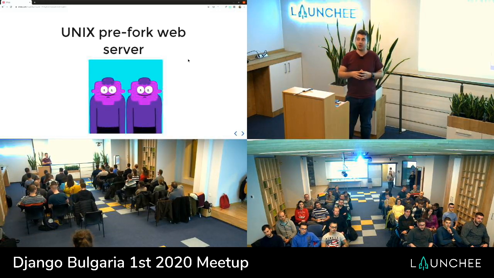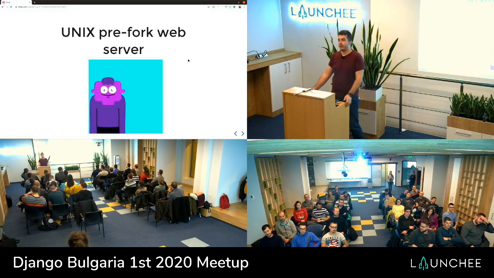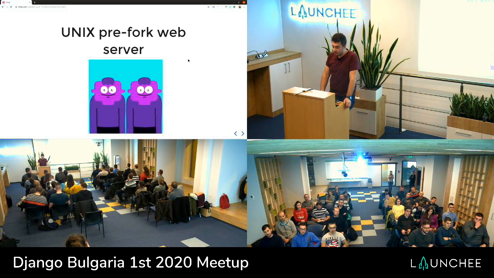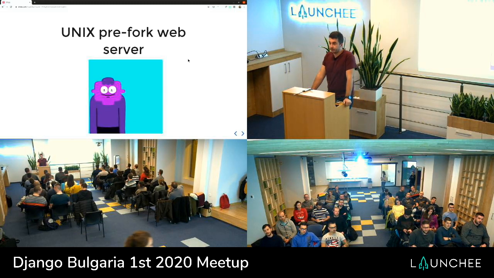It calls your Django, Django does the job, and then they get all the information back to the load balancer or Nginx or whatever you have out there. Most of the Django projects nowadays use Gunicorn as a server on production.